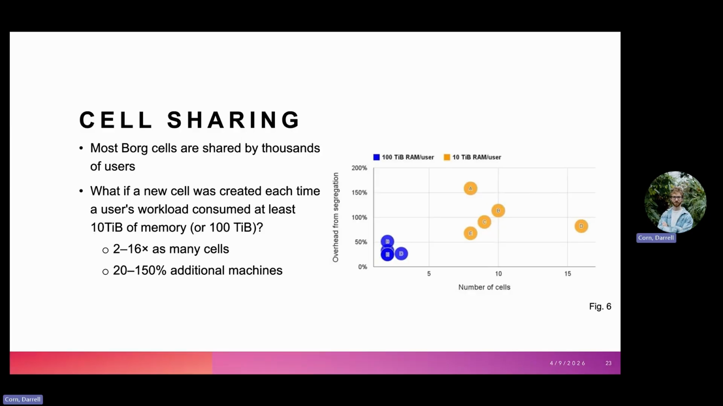And the blue circles here show a similar phenomenon, but if the cell was split after 100 terabytes of memory was consumed. So the threshold is much higher, so there are fewer cells created, but it still increases overhead costs and uses additional machines. So the key takeaway here is that cell sharing keeps overhead costs and the number of machines down.